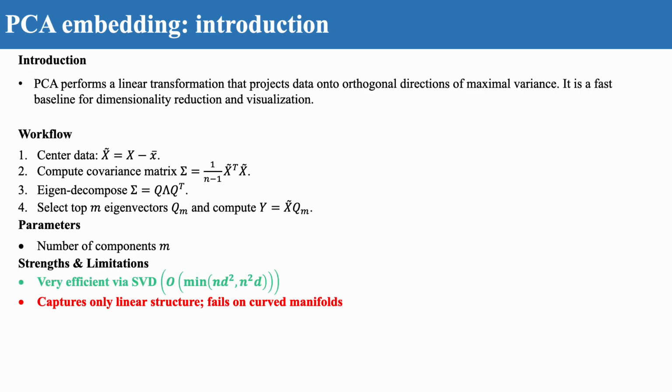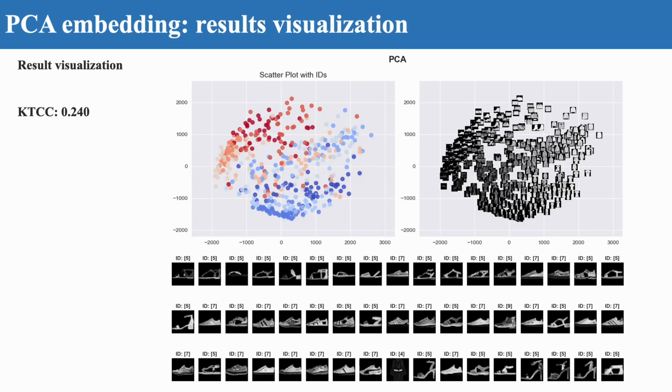And then we also tried a linear method like PCA that projects data onto orthogonal directions of maximal variance. While PCA is computationally efficient, it struggles with the nonlinear nature of the Fashion-MNIST dataset, and it achieves the lowest score with a Kendall's tau of only 0.24. This highlights its limitations for datasets with complex topologies.